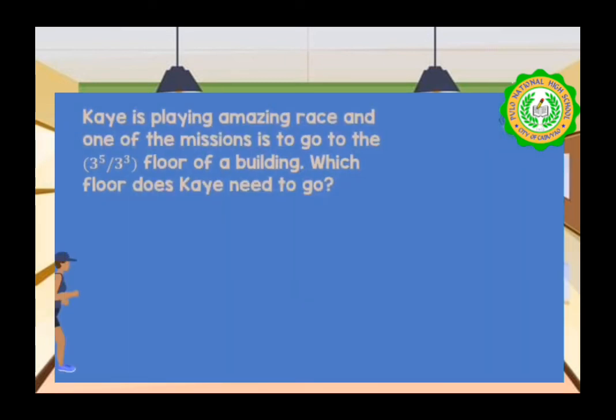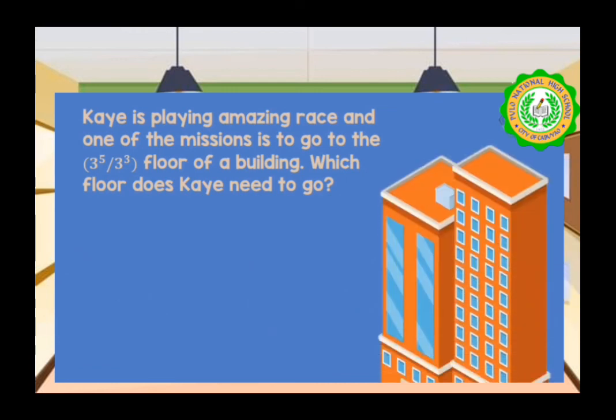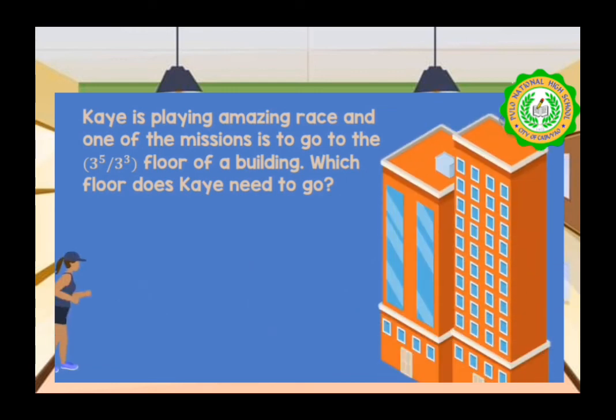K is playing Amazing Race, and one of the missions there is to go to the 3 raised to the power of 5 over 3 raised to the power of 3 floor of a building. Now which floor does K need to go to? Let's apply law number 5 in this problem. Since the numerator and the denominator have the same base, we just need to copy the base and then subtract the exponent of the denominator from the exponent of the numerator.